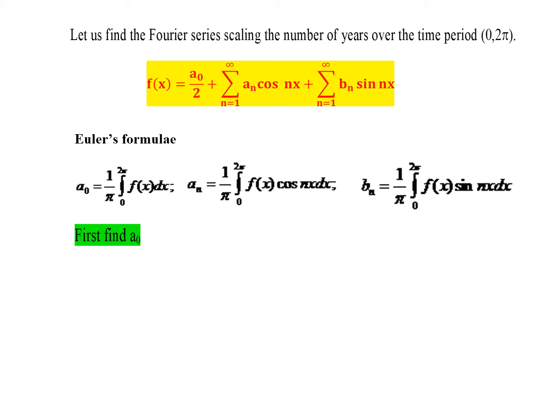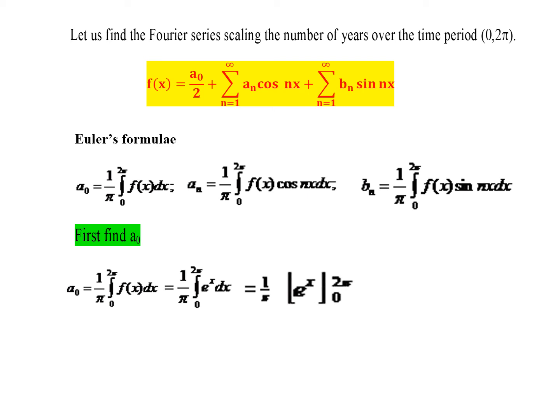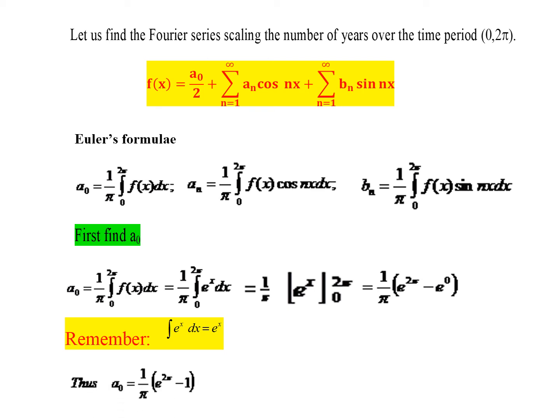First let us find the value of a naught. What is the formula for a naught? 1 by pi integral 0 to 2 pi f of x dx. And our function f of x is e power x. We remember the integration of e power x. When we integrate e power x, we get e power x itself, because we had already seen e power ax integrates to e power ax by a. And now apply the limit. In the place of x, we substitute 2 pi, that is the upper limit, e power 2 pi, minus, in the place of x, we substitute 0. So this is the answer for a naught. Yeah, this is the formula we have to remember. Next, let us go to an. Yeah, this is the answer.